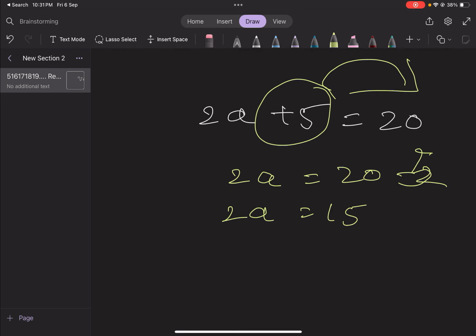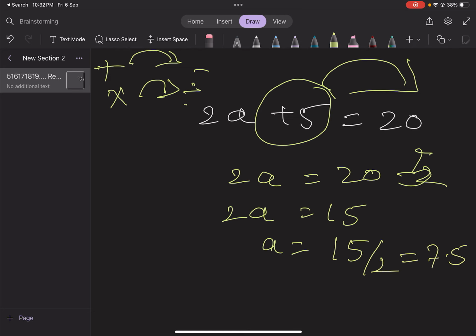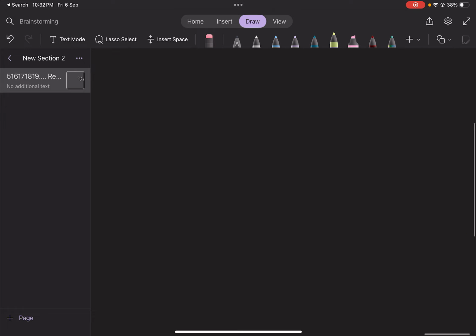What I told you is that if something is positive on my left side and I'm shifting it, it will be minus on my right side. Similarly, if something is getting multiplied on my left side and I'm shifting it, it will be divided. So the value of 2a is 15, so the value of a is going to be 15 by 2, that is 7.5. Right? Let's try another question.